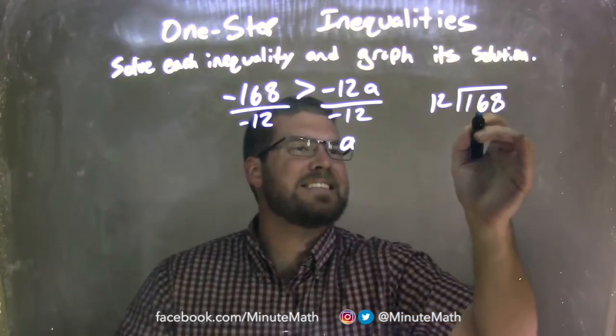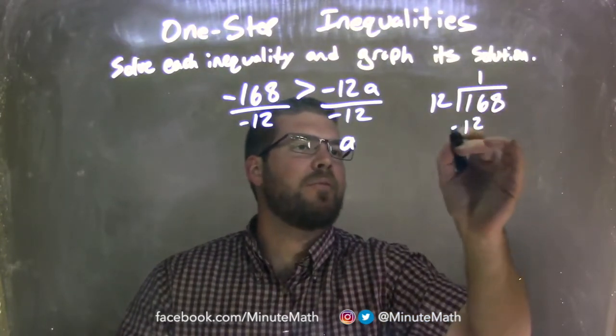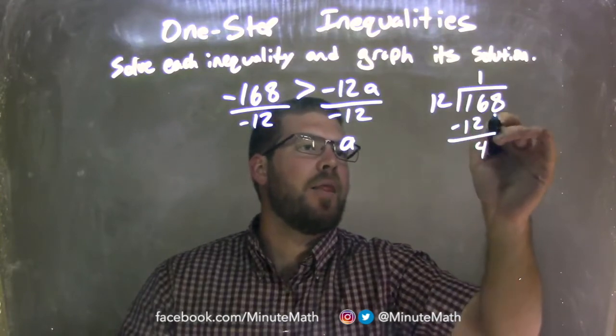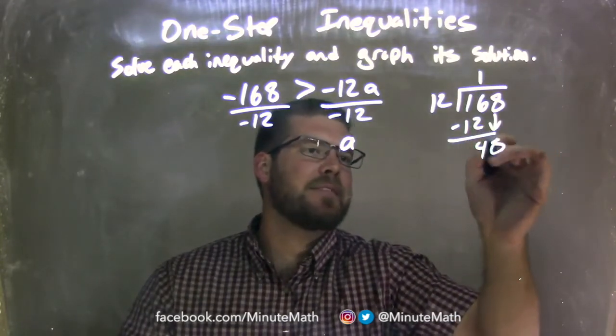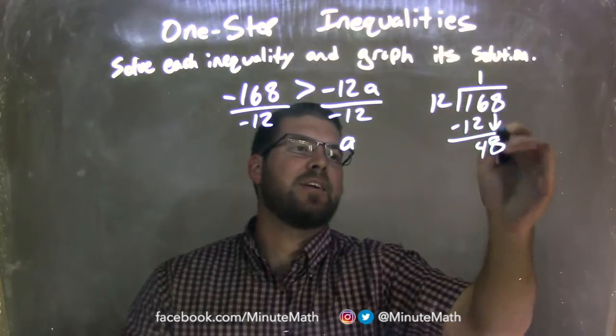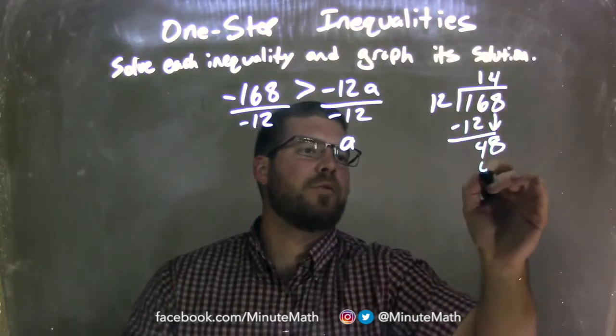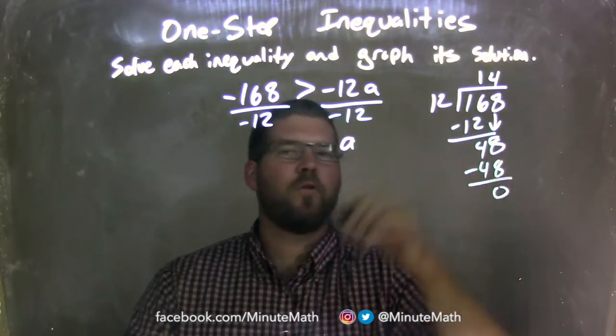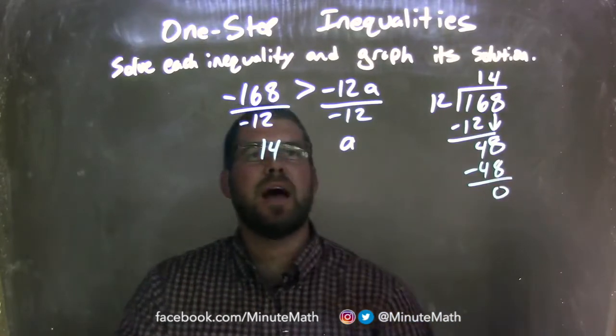12 goes into 16 one time. 1 times 12 is 12. Subtract them, 16 minus 12 is 4, bring down the 8. 12 goes into 48 4 times. 4 times 12 is 48. We subtract them, we get 0. Fantastic, so we have a 14 here on the left.